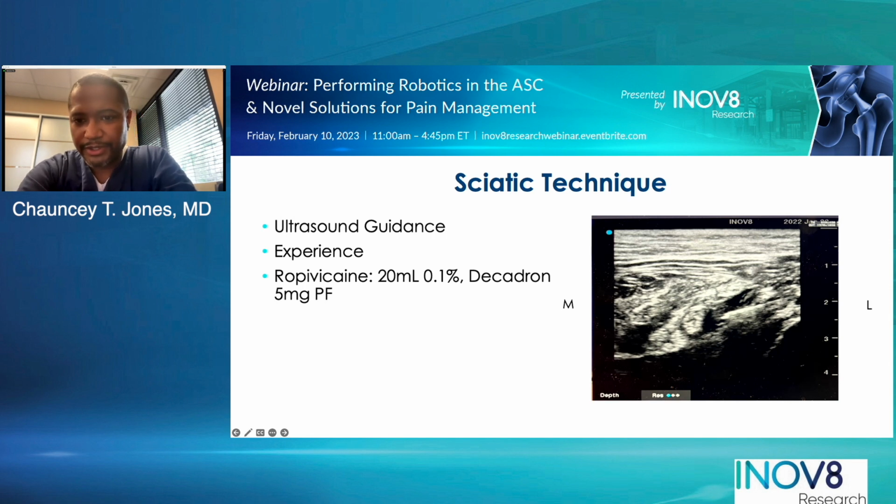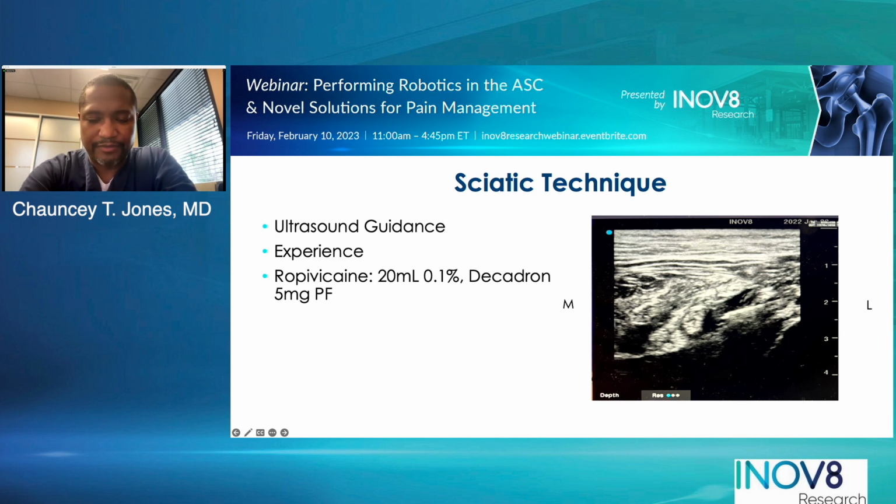On the picture here, you're looking at the subgluteal view. To the right is lateral, to the left is medial, and the bony protuberance that you see on the lateral portion is your greater tuberosity, and then your ischial prominence would be more medial, but it's off the view of the screen. So in the middle of the screen there, you see the sciatic nerve.